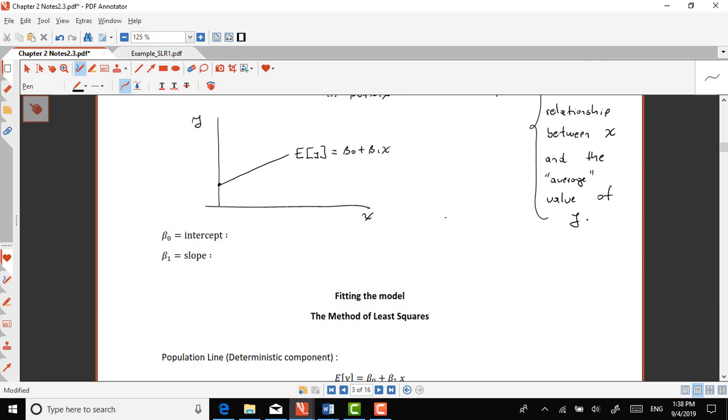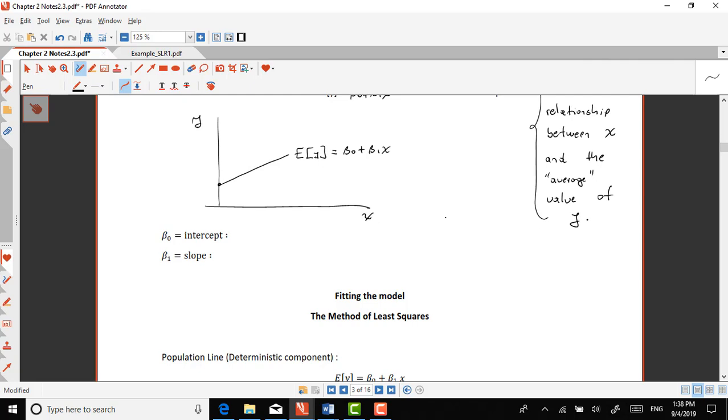Okay, so yeah, the intercept is the value of y when x is equal to 0. Yes, but still, we're not there. You're right, of course, the intercept is the point where the line is going to cross the y-axis.